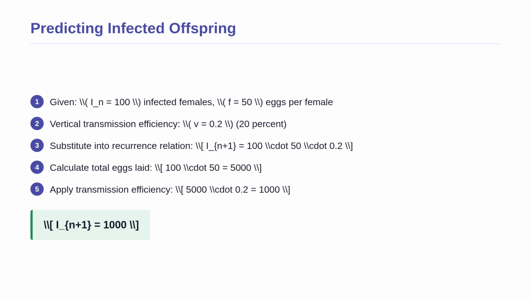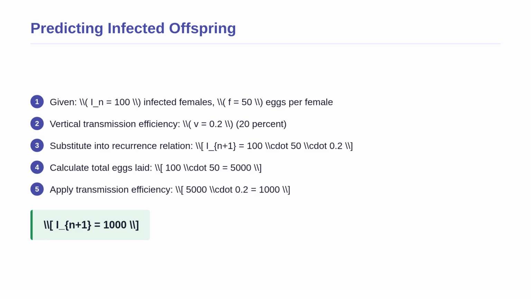Let us apply this recurrence relation to a real-world scenario. A health department identifies 100 infected female mosquitoes. On average, each female lays 50 viable eggs. Laboratory tests show the vertical transmission efficiency is 0.2, meaning 20% of the eggs inherit the virus. We want to find the number of infected offspring. We substitute our values into the formula.